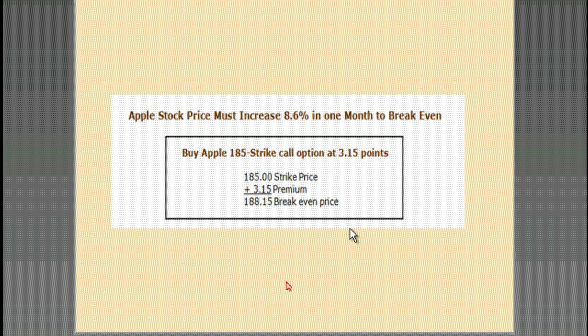So in order for this trade to break even, Apple stock, remember it was trading at 173, would have to trade up to 188.15, and that's over the course of 1 month. This was a one-month quote. So in 1 month, the price of Apple stock has to increase 8.6% in that 1 month time period in order for you to break even. So if it doesn't get up there, then you're looking at 100% loss for the trade.